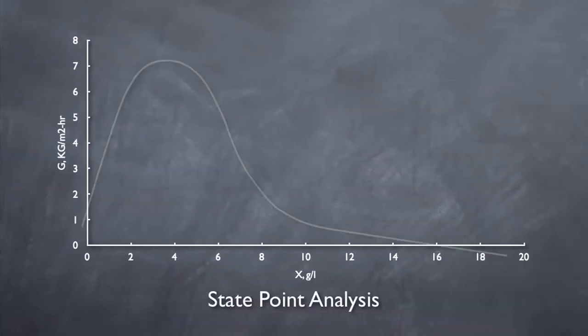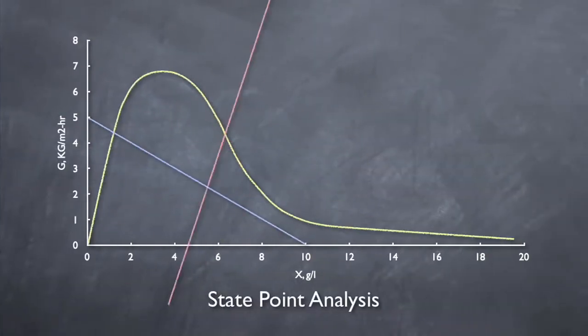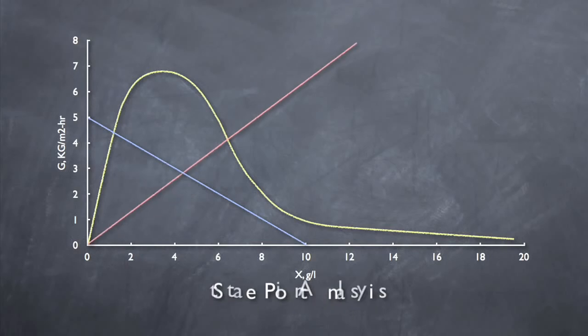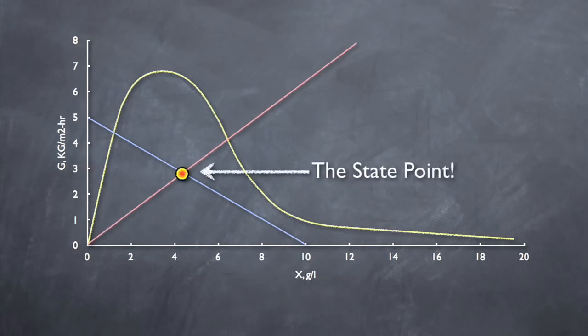Putting all the pieces together, we have our full state point diagram. So, how do we use it? We start by defining the actual state point. This is the point where the overflow rate line and the underflow rate line intersect. To ensure proper clarification, we want to make sure that this point falls underneath the settling curve.